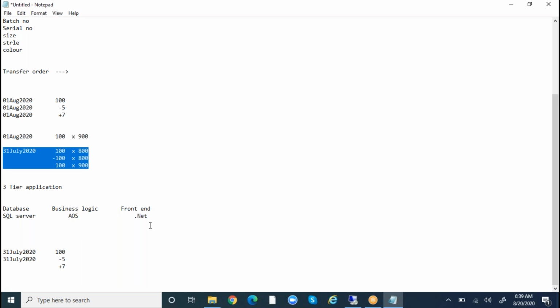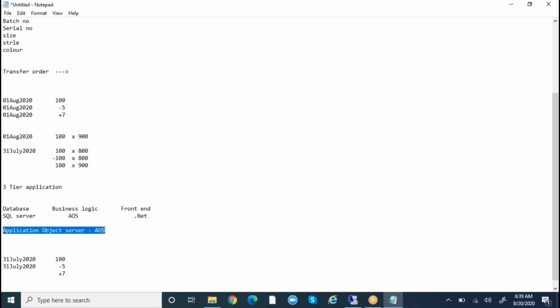So please remember, AOS, application object server, is the logic. For you, it is important. This is a technical term. As I told you, I will discuss small technical tips. This is one of the important ones. AOS is the application object server, and the application object tree is there. That is AOT.